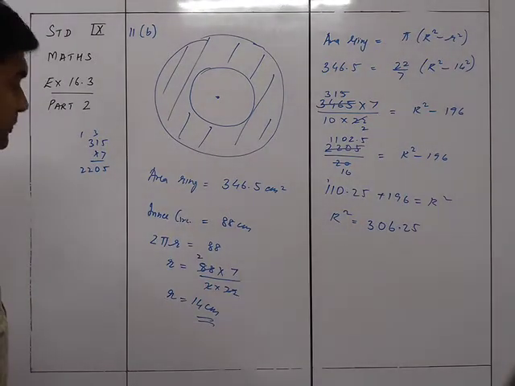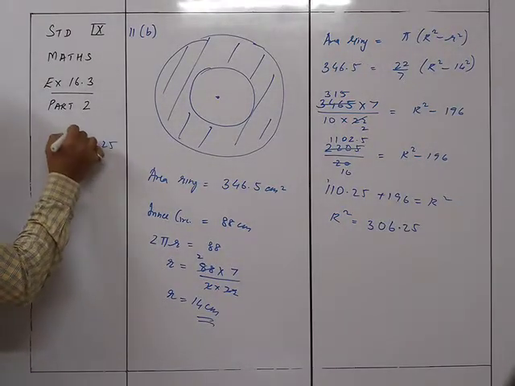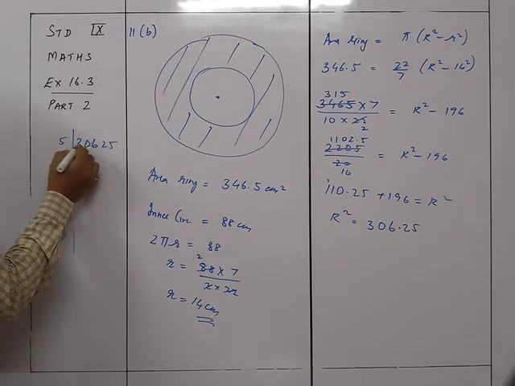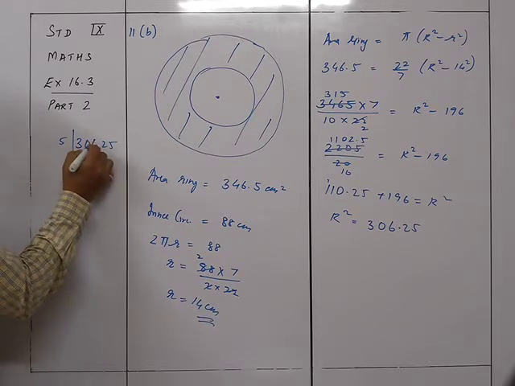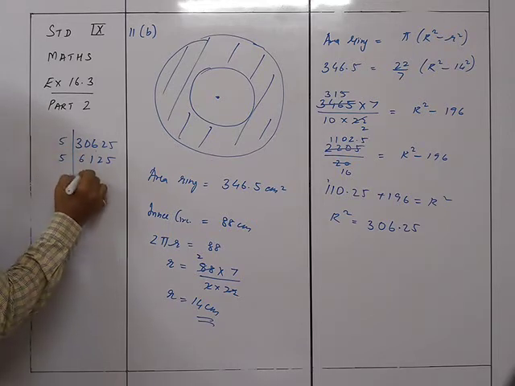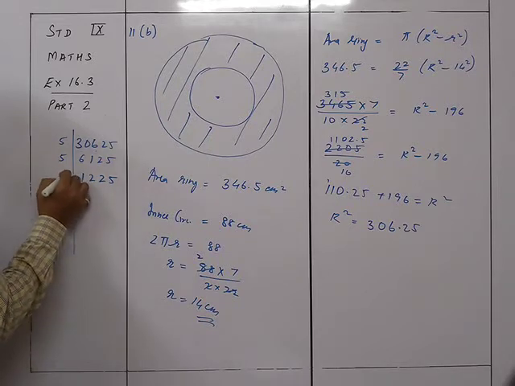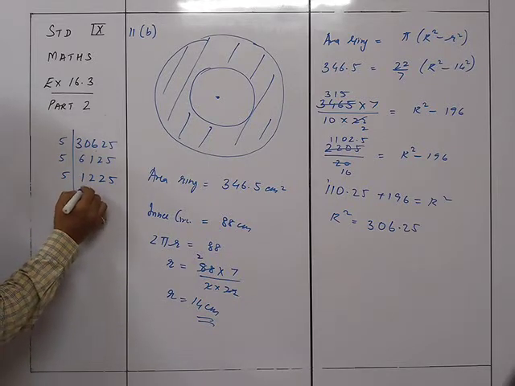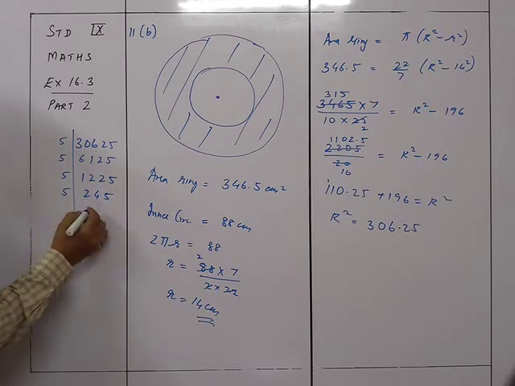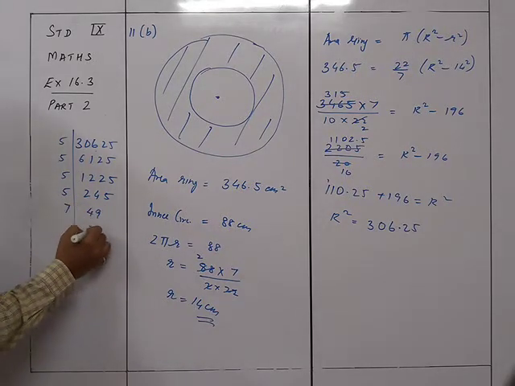Right, so this 306.25 will need prime factorization. So it will be 30625. You do the prime factorization. You start with 5 for easy calculation. 5 6s are 30, 5 1s are 5, and then 5 12s are 60, and then 5 5s are 25, 5 again, and so on, until we get 7, 7, 7, 1.